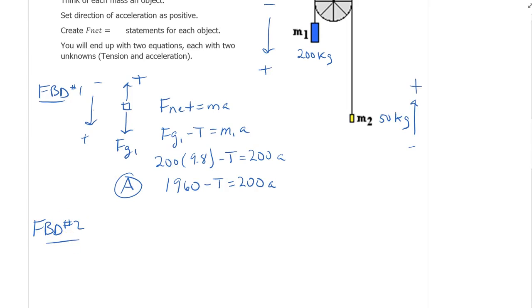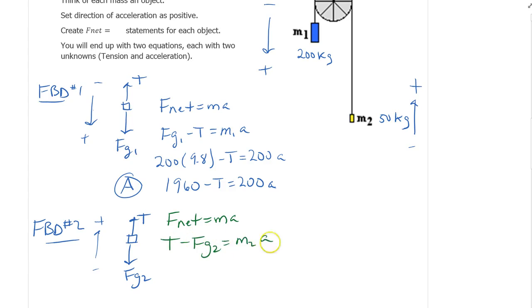And similar to before, I'm going to draw this. I'll say, okay, we've got an Fg2 downwards and a tension force upwards. In this one, however, up is positive, down is negative. So when I draw, maybe I'll switch to green here. When I draw F net equals ma, and now my tension force is positive, Fg2 is negative, my mass is object number 2.